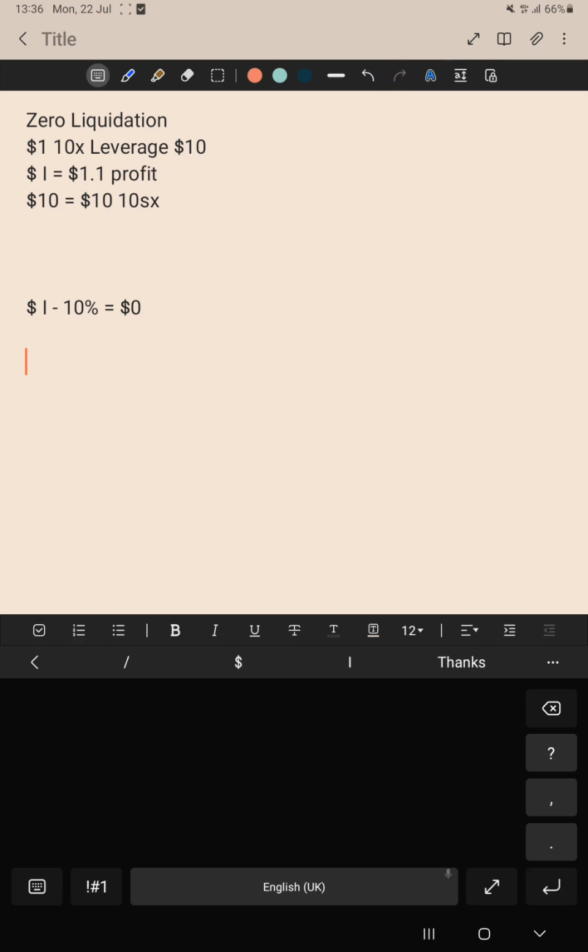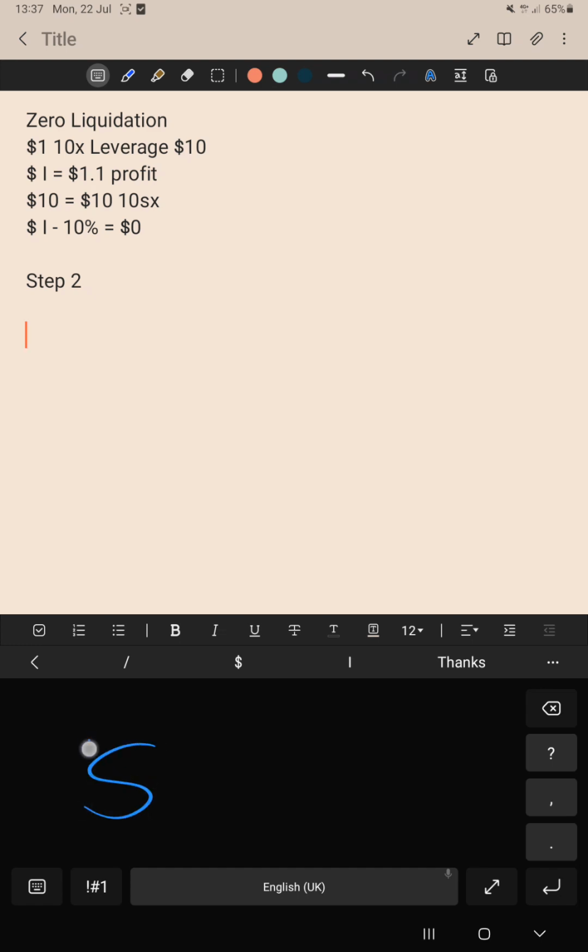So now that's where zero liquidation comes into play. Where zero liquidation comes into play is that instead of now having, let's call this a step instead of a stop, instead of me now having $1 to trade with, we'll have another scenario.